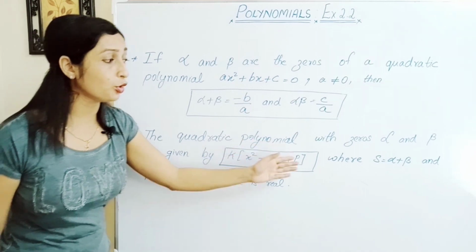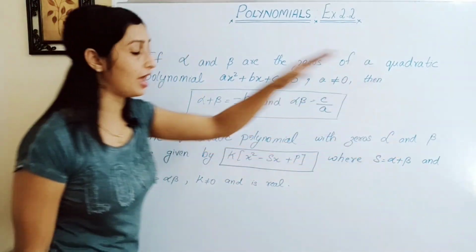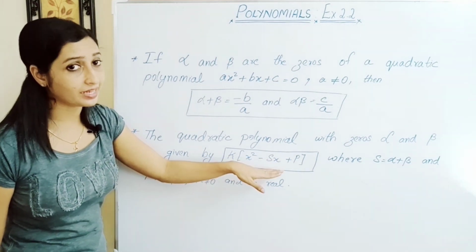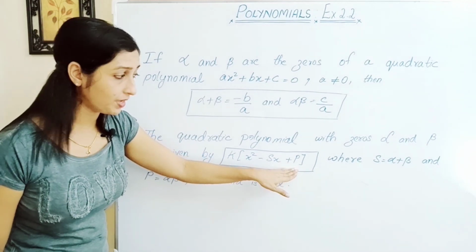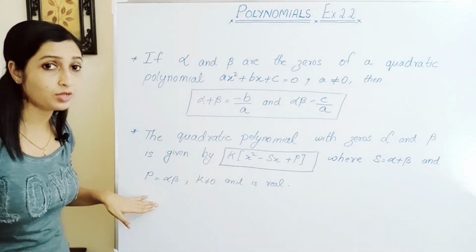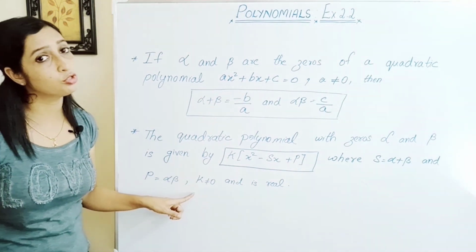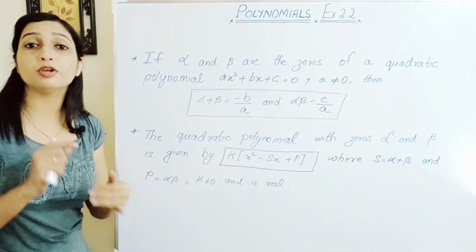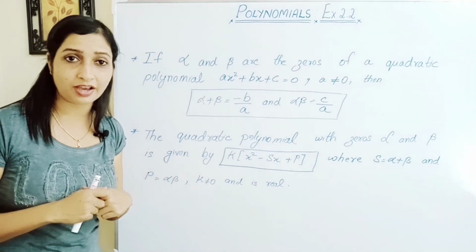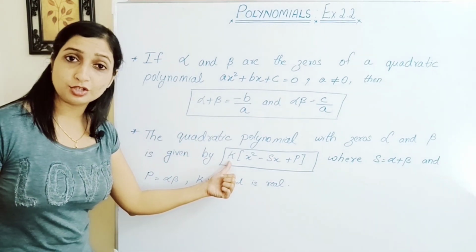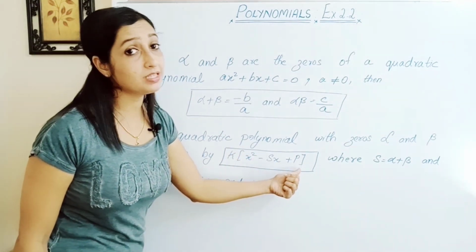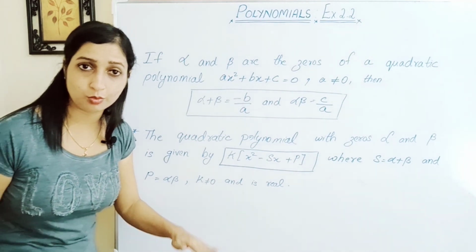Now what is the second point? The quadratic polynomial with the zeros alpha and beta is given by k into x square minus sx plus p, where s is equal to alpha plus beta and p is equal to alpha beta, and k is not equal to 0 and k is always real. So if you are given the sum and product of the zeros, then it is easy to find a quadratic polynomial. You just need to substitute in this formula k into x square minus sx plus p, where k is not equal to 0.